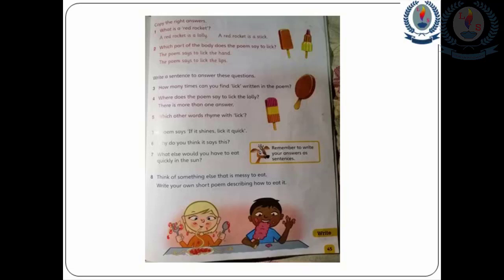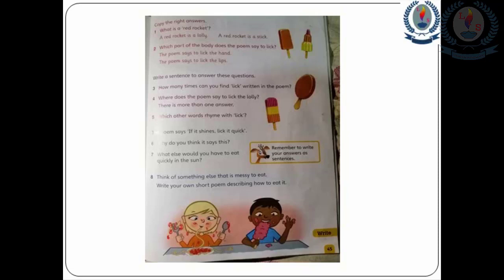The number 2. Which part of the body does the poem say to lick? The poem says to lick the hand, or the poem says to lick the lips. So please select the correct answer. Then next part, write a sentence to answer these questions. Number 3. How many times can you find lick written in the poem? Right, very easy for you. You have to count how many times you can find the word lick. Then number 4. Where does the poem say to lick the lolly? There is more than one answer. Now I also explained to you there are so many places that we have to lick the lolly. So you can write 1 or 2 there.